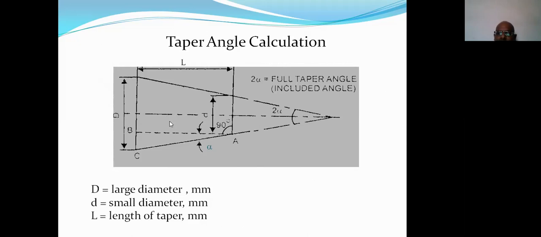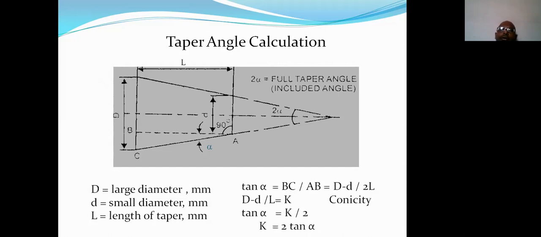So capital D is the larger diameter, small d is the smaller diameter, and capital L is the length of the taper. So all the diameters should be in uniform units only. Either both are in millimeters, or all the values are supposed to be in meters. Should be in the same unit. So now this is a very simple formula for the taper angle calculation.